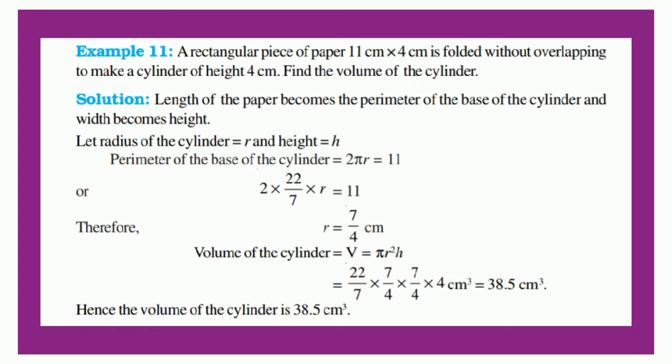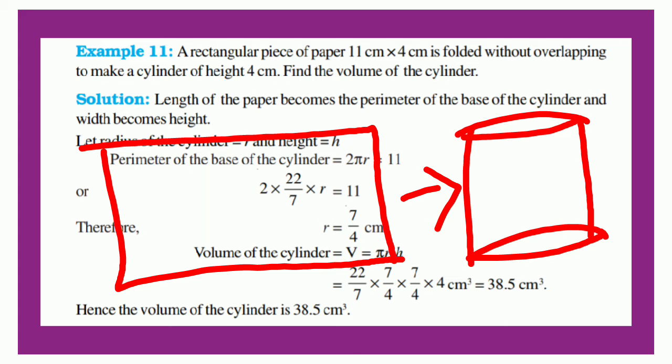The next question. A rectangular piece of paper 11 centimeter into 4 centimeter is folded without overlapping to make a cylinder of height 4 centimeter. Find the volume of the cylinder. So here the question gives 11 centimeter length and 4 centimeter breadth. These are the measurements of the rectangle. So this rectangle is folded into the shape of a cylinder.